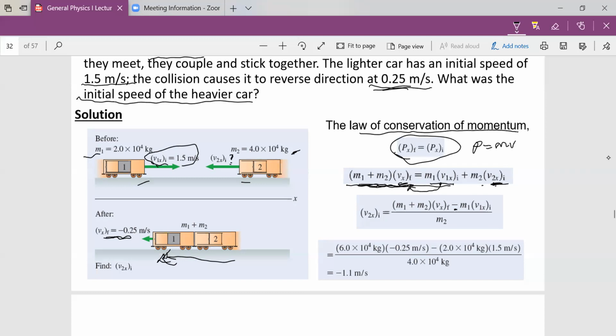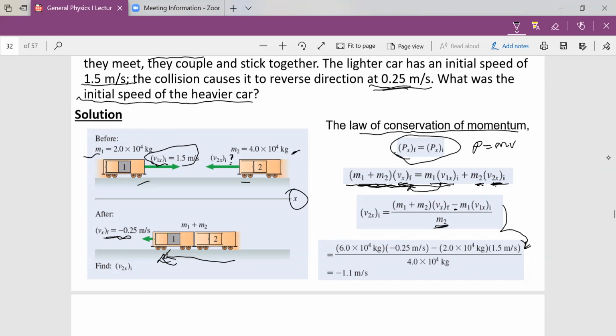So we'll have m1 plus m2 v final minus m1 v initial for v1 initial, and the whole thing happened in the x plane, so we didn't have to present the y component of it. So divided by the coefficient of v2 initial, which is the m2. So we just substitute our values as given into the equation here.